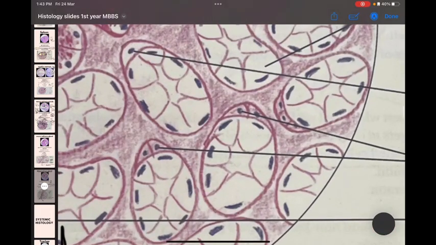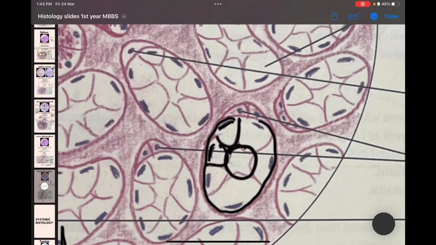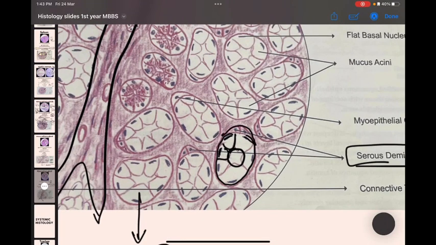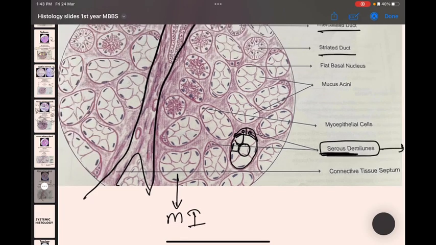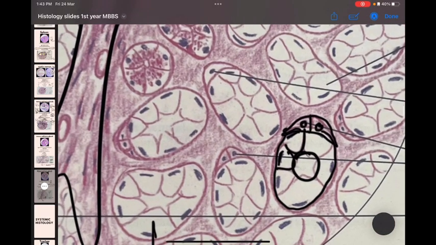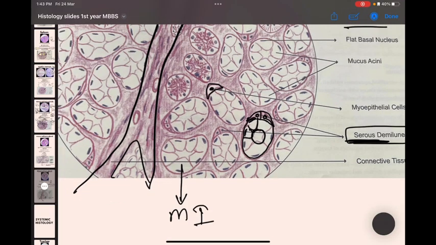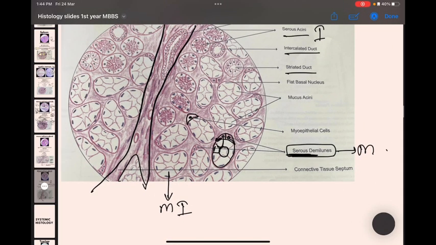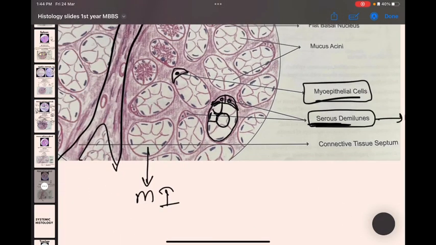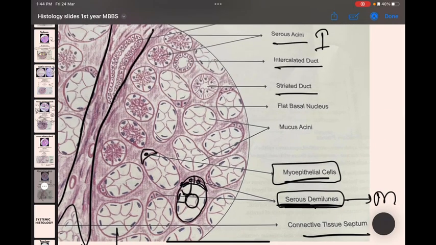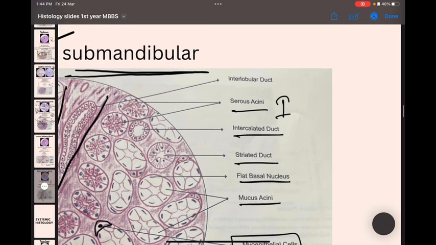See, you can see the mucous acini, right? The flat basal nucleus and a large lumen. Over that we have cells. This is called the serous demilunes. If it is a single cell that caps over the acini, it is called myoepithelial cells. But if it is multiple, it is serous demilunes. Serous demilunes. Okay, connective tissue, mucous acini, flat basal, interlobular duct.